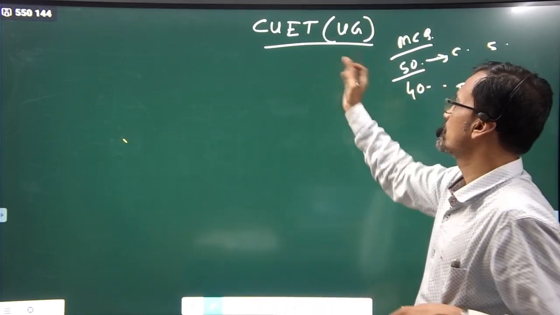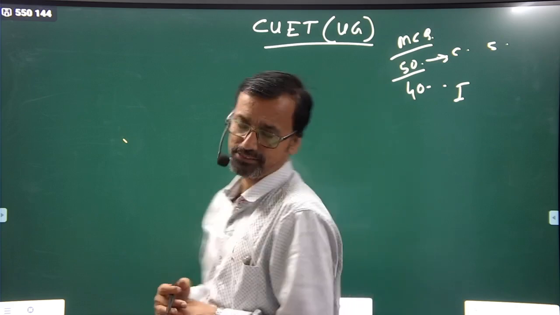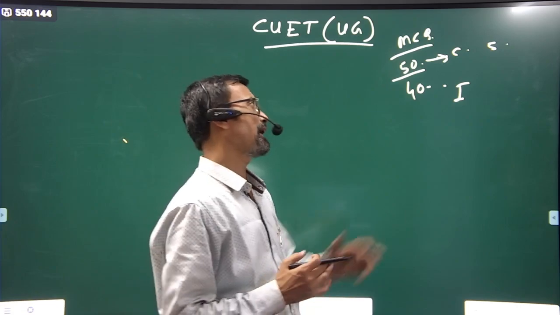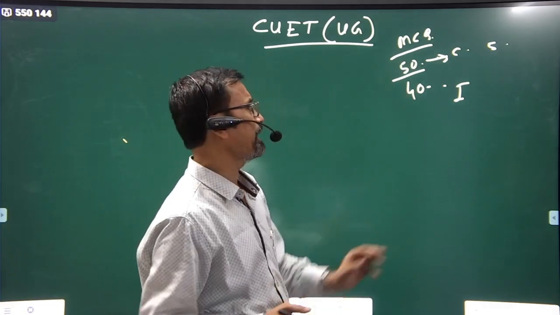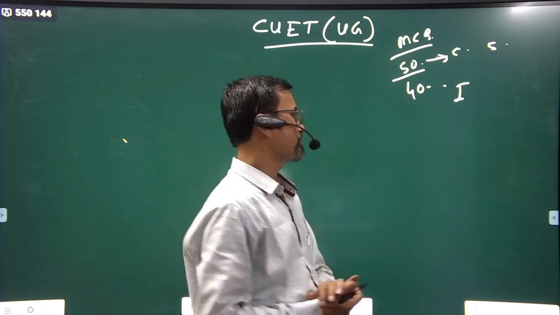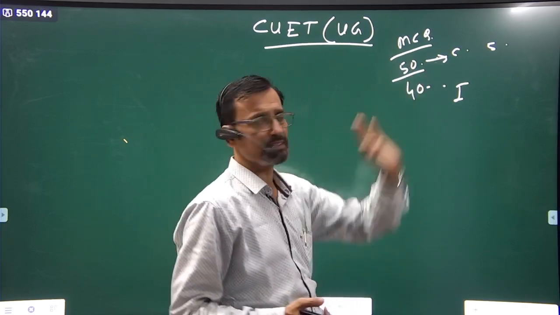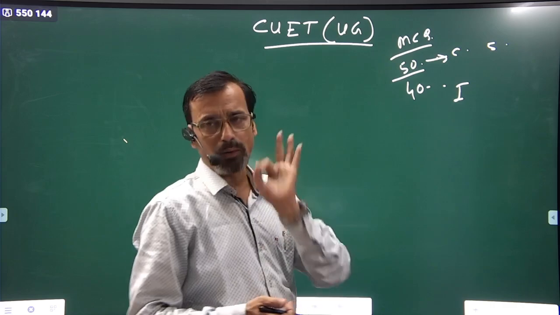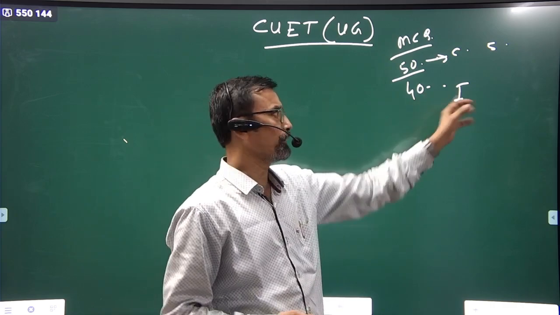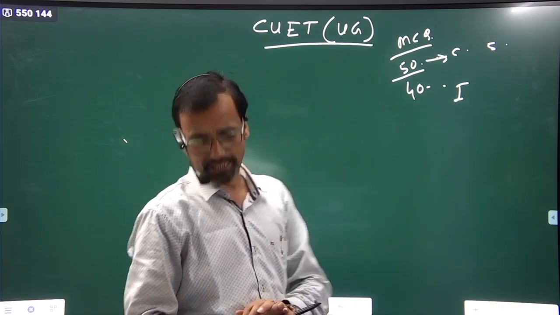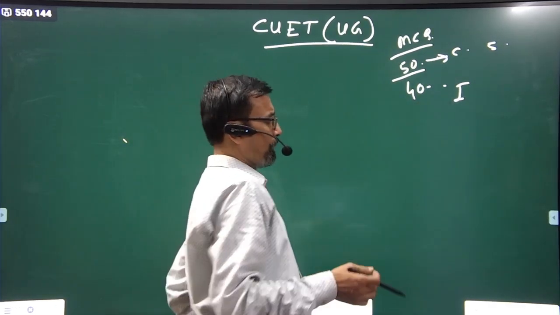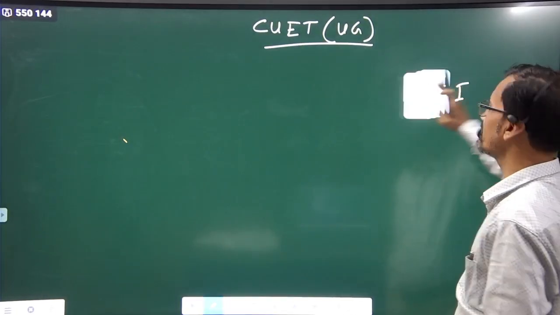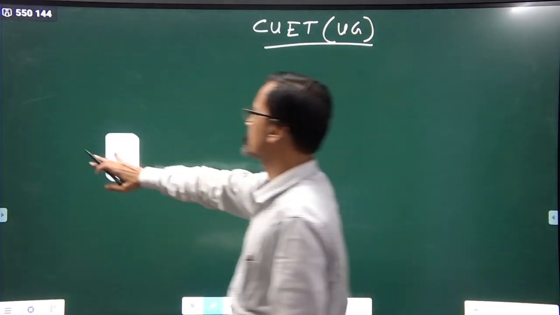of CUET economics. Now, the main thing is that the total number of questions asked is 50, and you have to attempt 40 questions. Each question carries 5 marks, and for committing one mistake, 1 mark will be deducted. Now, what is the syllabus? Let's see what the syllabus of CUET actually is.